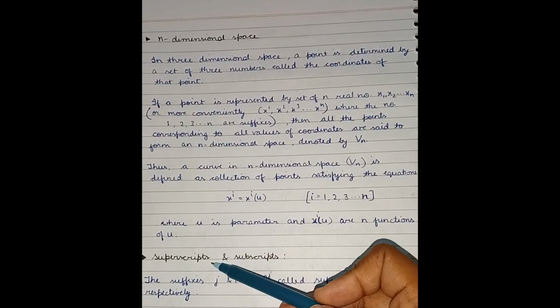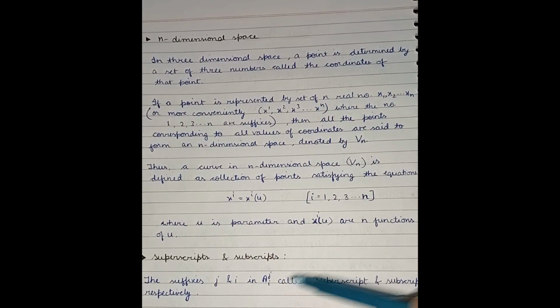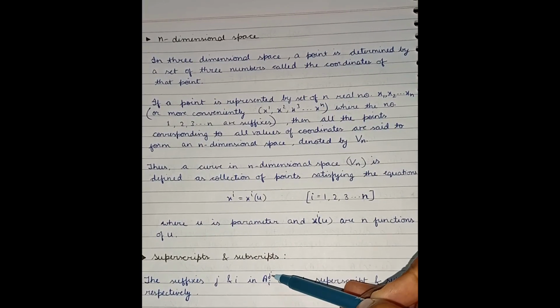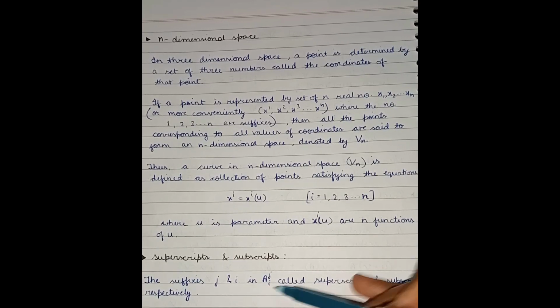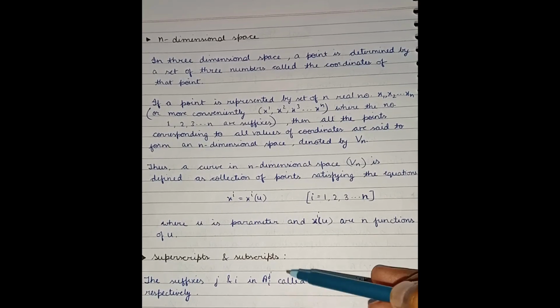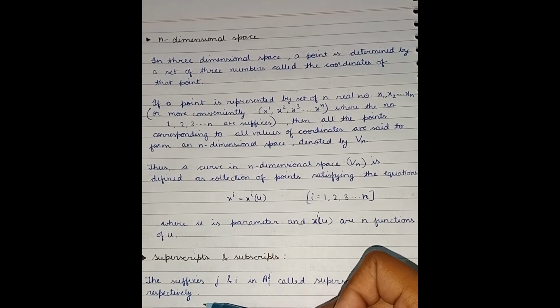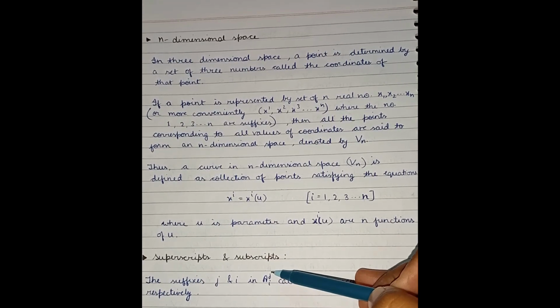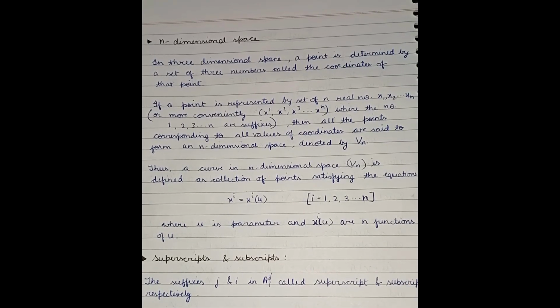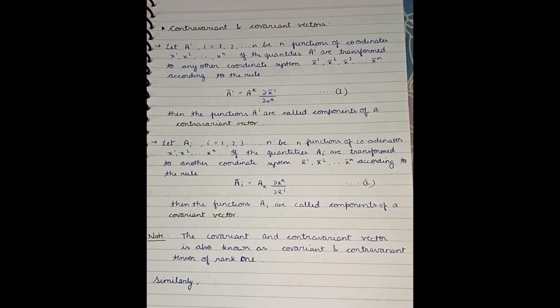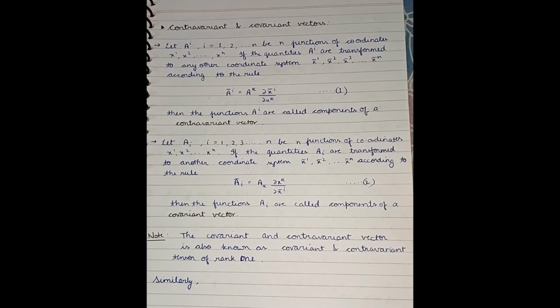Next, superscript and subscript. If a tensor is written like A with superscript j and subscript i, then the suffixes j and i are called superscript and subscript respectively. The one written above is called superscript and the one written below is called subscript. Move on to contravariant and covariant vectors.